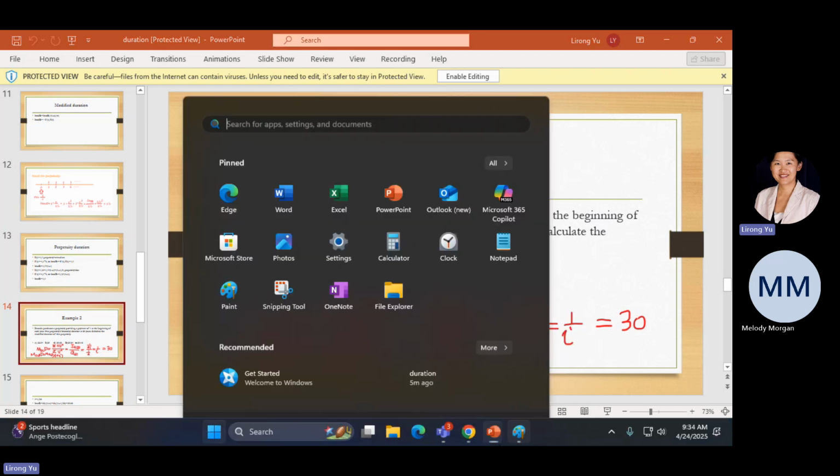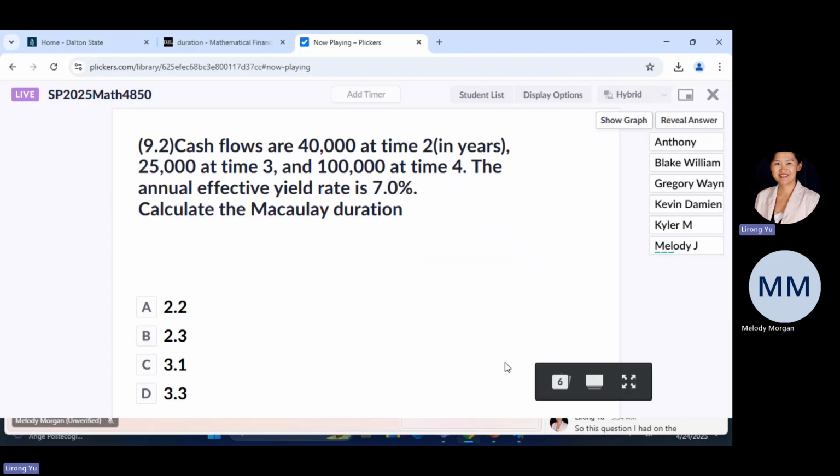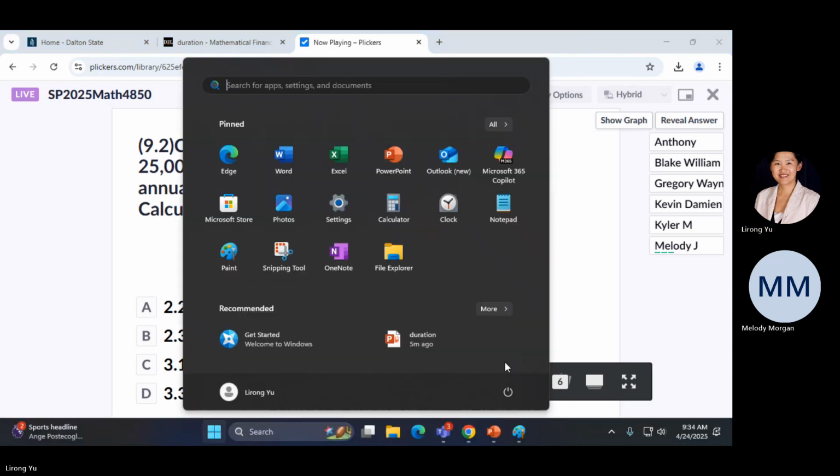All right. The question I had on the clicker has only 3 payment times, so it's going to be a weighted average between 2, 3, 4. That's why you can see that all the answers were somewhere lower or higher than 2 and 3. So let's try to go through the calculation.